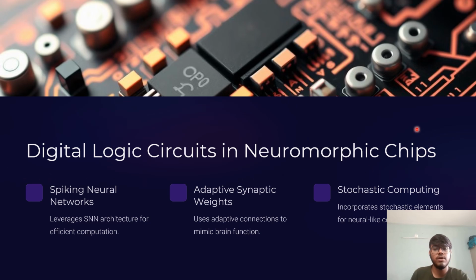Digital logic circuits in neuromorphic chips. Even though neuromorphic computing is brain-inspired, digital logic still plays a huge role. Logic circuits are used to create spiking neural networks, or SNNs, which mimic how biological neurons fire. Neuromorphic chips also use adaptive weights to simulate learning and add randomness, just like the human brain. So while the system is inspired by biology, it's built using the tools of digital electronics.